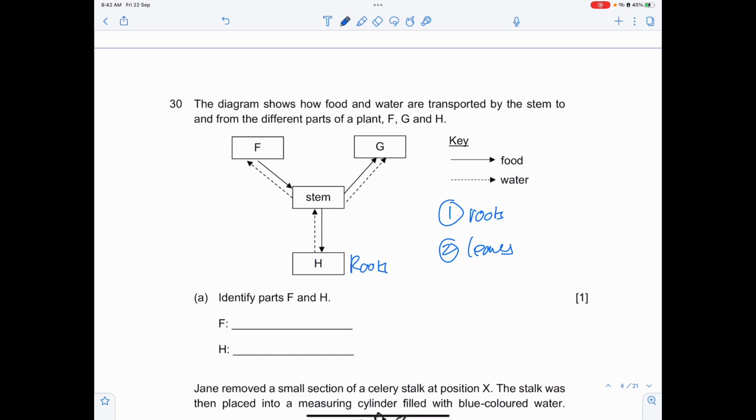And then food is the solid line. Where did this solid line originate from? F. So I know F are the leaves. So what about all the rest of the parts that take in everything and give nothing at all? They can be two things: either they are fruits or they are flowers. That's about it. Because they don't produce anything, they only take things. So F and H would be your leaves and your roots.